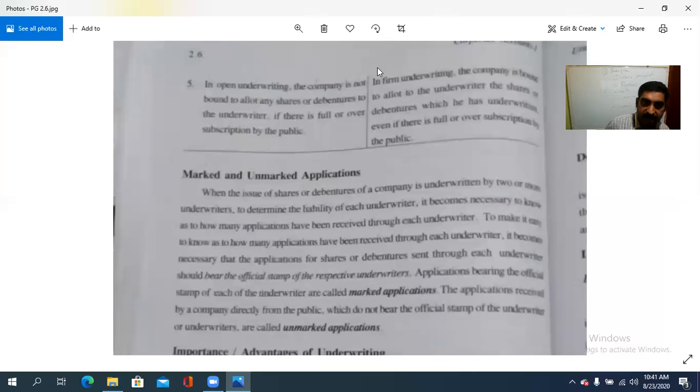In an open underwriting, the company is not bound to allot any share or debentures to the underwriter if there is a full or over subscription by the public.